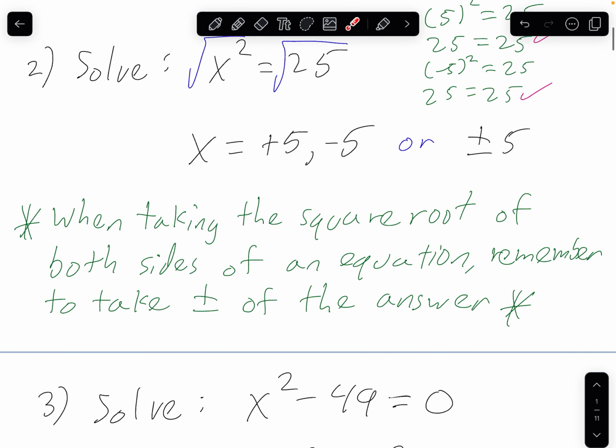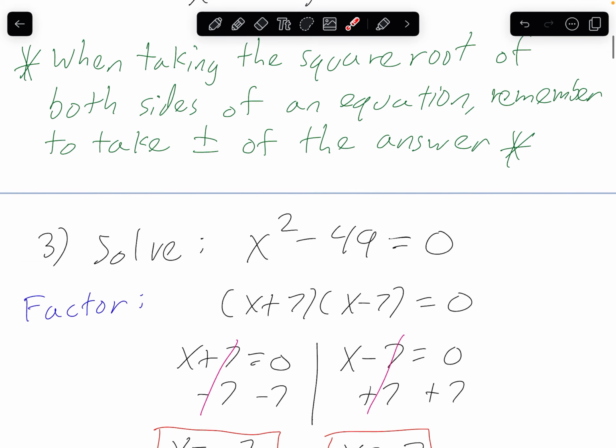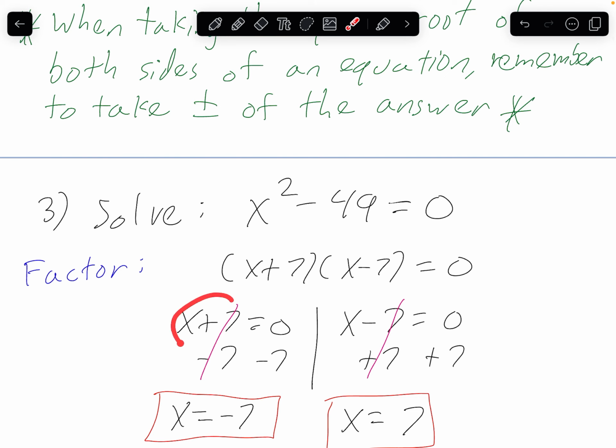x squared minus 49 is a quadratic equation that can be solved by factoring, a difference of perfect squares. x plus 7 and x minus 7. x plus 7 equals 0, and then x minus 7 equals 0, following the zero product rule. And then we can solve each of these equations and get x equals negative 7, and then x equals positive 7.